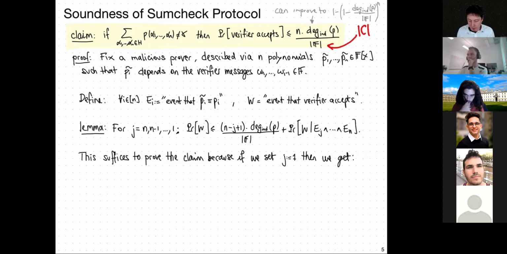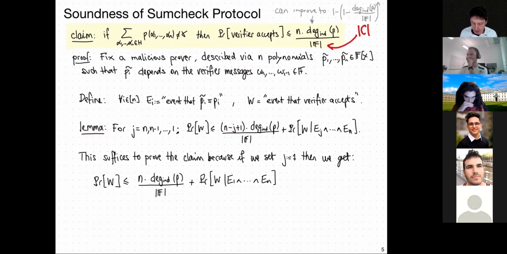Take this lemma and fix j to be equal to 1. What we get when j equals 1, here we just get n. And over here, we get the probability that the prover wins given that in every single round, it sent the correct partial sum.